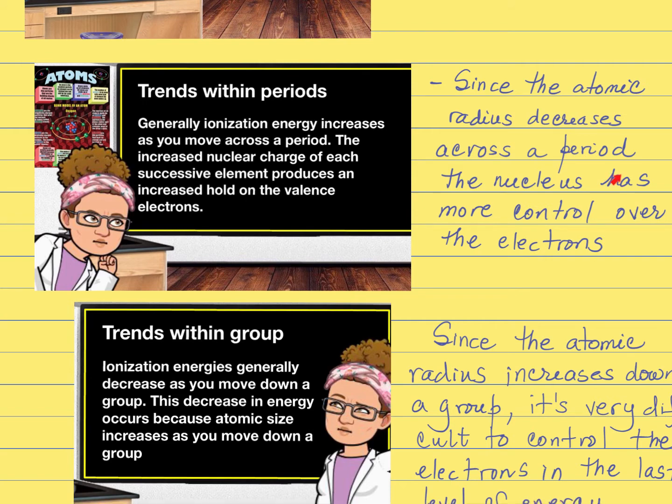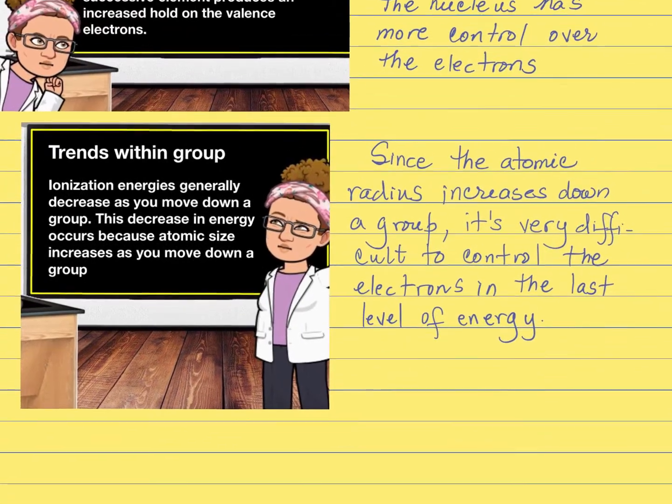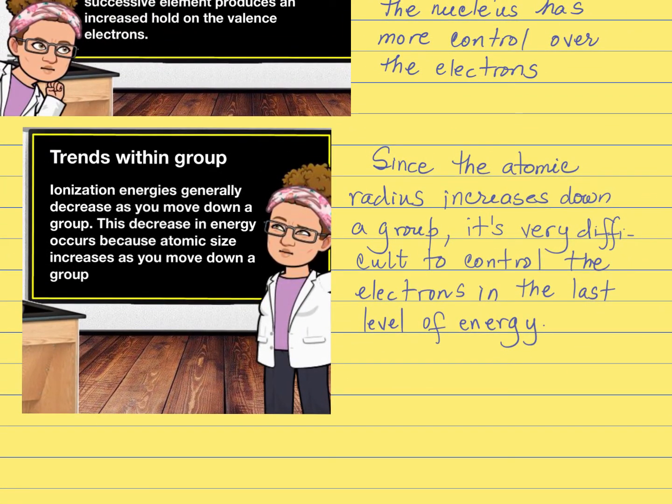From the nonmetals, no one can steal from them because it's going to be very hard just to get the last electrons that are in the last level of energy because of the control that the nucleus has over those electrons. On the other hand, here in the group, we have a problem that as we are going down, the levels of energy are increasing. Do you think that the nucleus has total control over all those electrons in the last level of energy? It's impossible, especially when you're moving down.